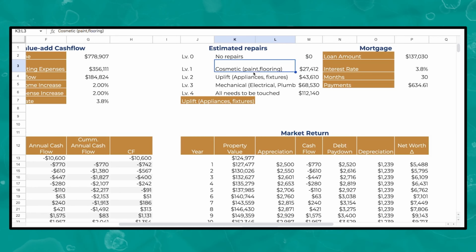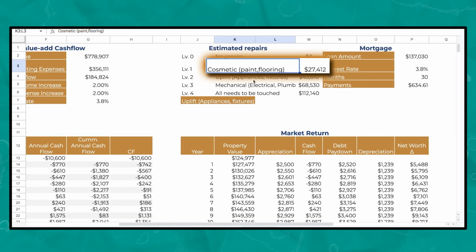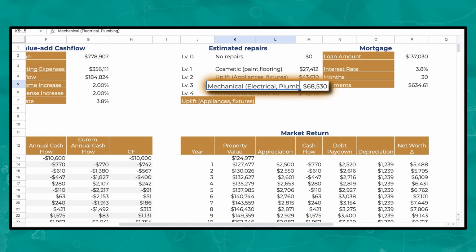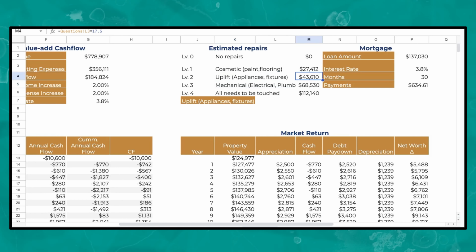And the repairs are based off of a price per square foot and based off what we think we need to do to it. So I knew I needed to do flooring, painting. I need appliances and fixtures. I didn't think I needed to do electrical and plumbing. So basically that's where I got that $43,000.